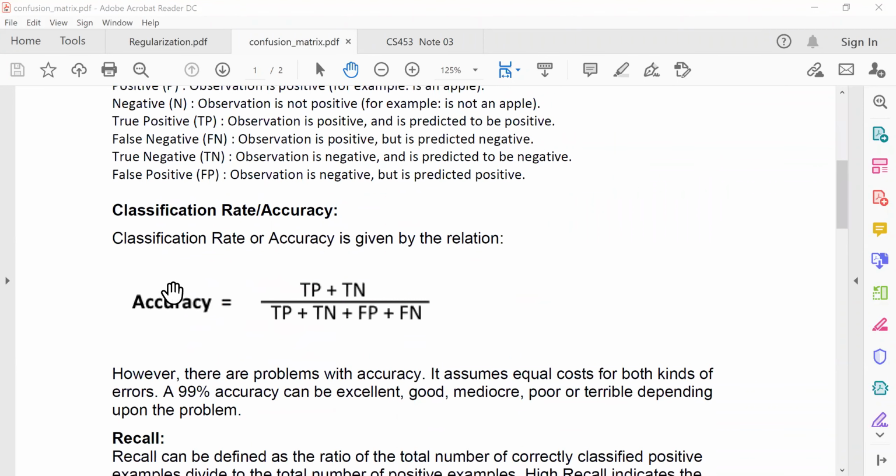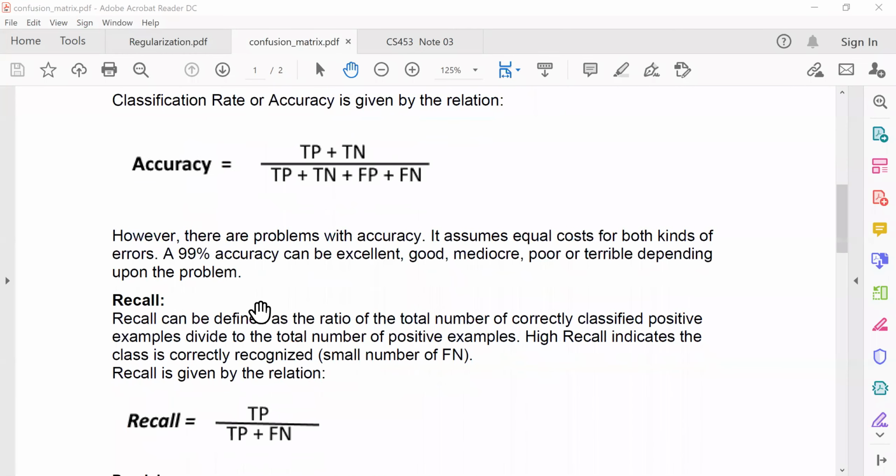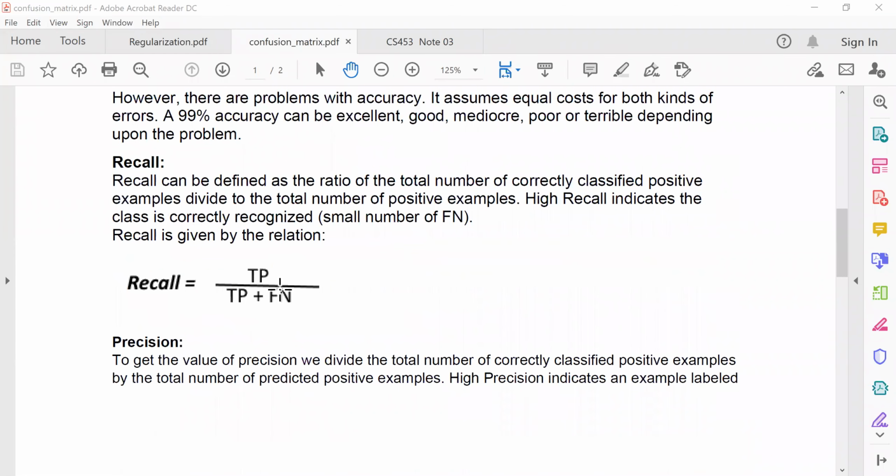Regarding the accuracy, it is based on true positive and true negative over all of the counts. But as it says here, there are problems if you just use accuracy, because it assumes equal costs for both kinds of errors. So 99% doesn't always mean excellent. It can be excellent, it can also be terrible, depending upon the problem. So we need to be careful.